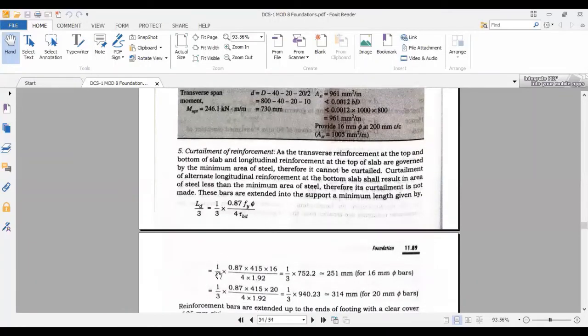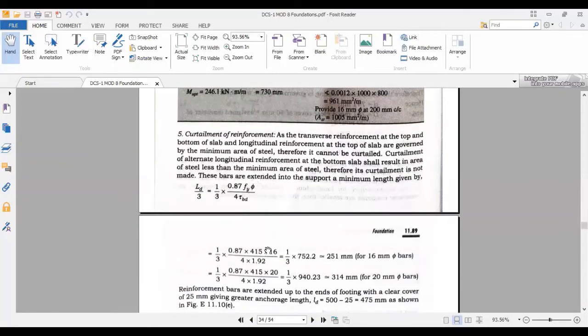So this is 1 upon 3 multiplied by 0.87 f_y, where f_y is 415, and the value of phi, the provided dia bars, is minimum 16, divided by 4 times tau BD. So the value approximately comes out to be 251 mm, and it is for 16 mm dia bars. And if we provide 20 mm dia bars, then the value comes out to be 314 mm, if you use value of phi as 20.